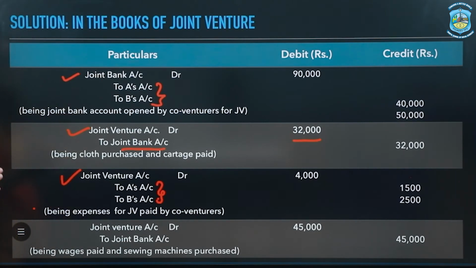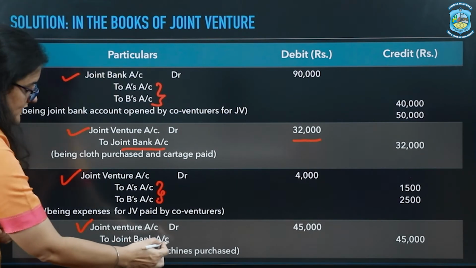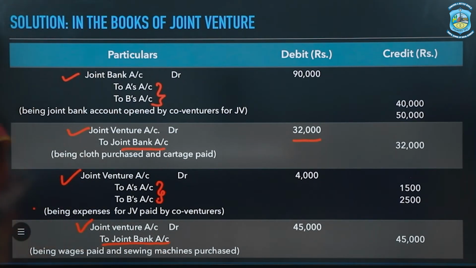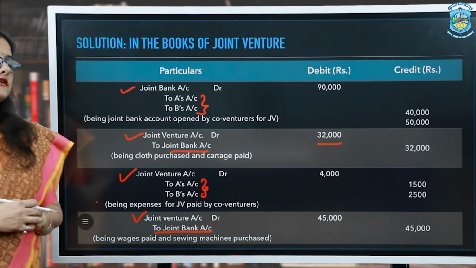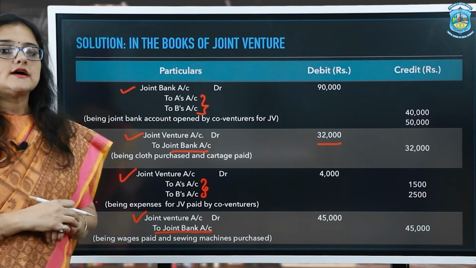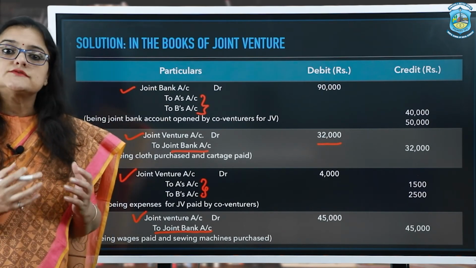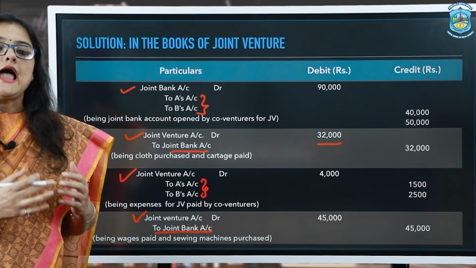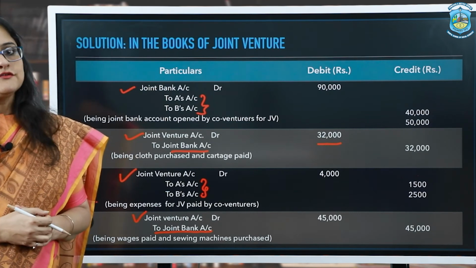So these expenses were paid for the joint venture. They will be debited to the joint venture account, and since the money is already paid, the joint bank account will be credited for the payment. So the entry is joint venture account debit to joint bank account, and this 45,000 includes 25,000 for the purchase of sewing machine and 20,000 for payment of wages.